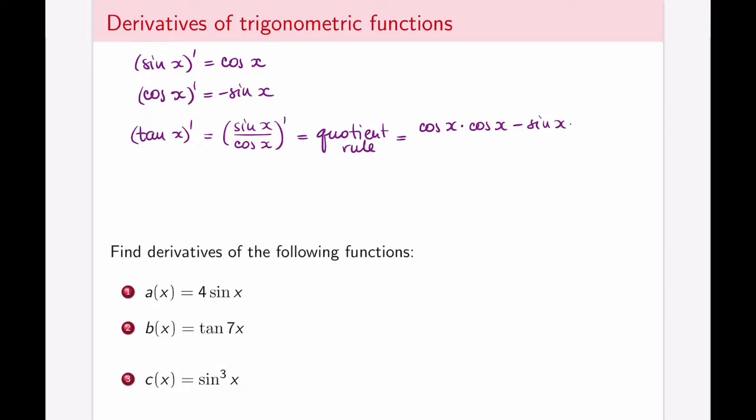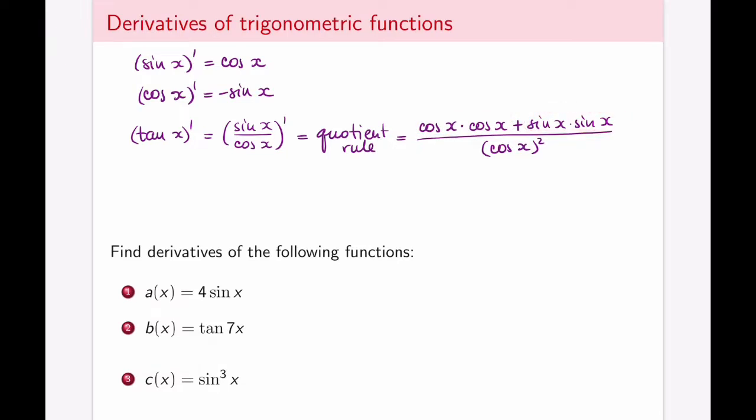So times negative sine of x, I will turn this into a plus right away so that I don't have to rewrite this entire expression. And then the quotient rule says to divide by the denominator squared. Excellent. Let's see what we have on top here. I have cosine squared plus sine squared.